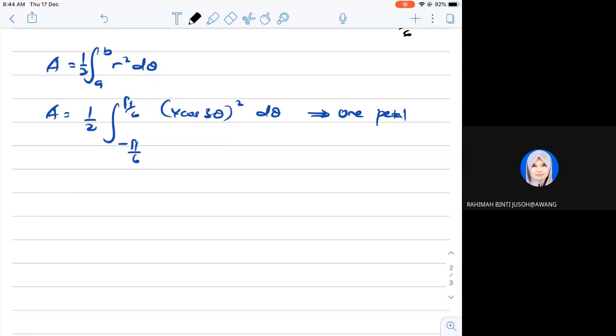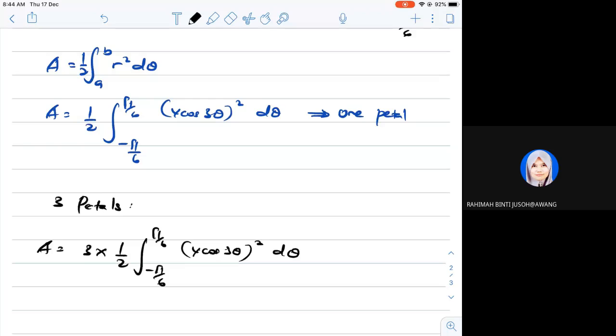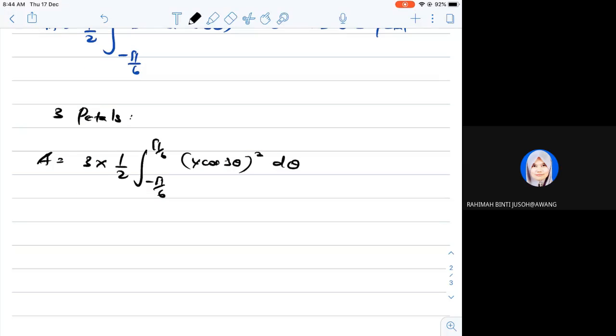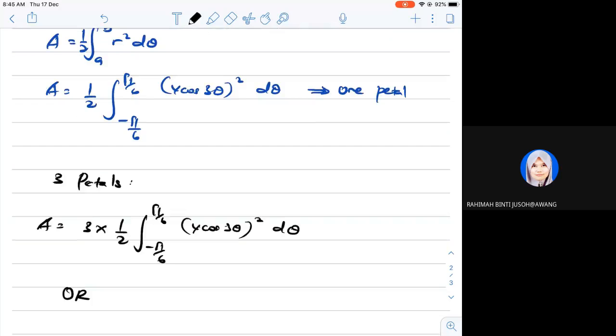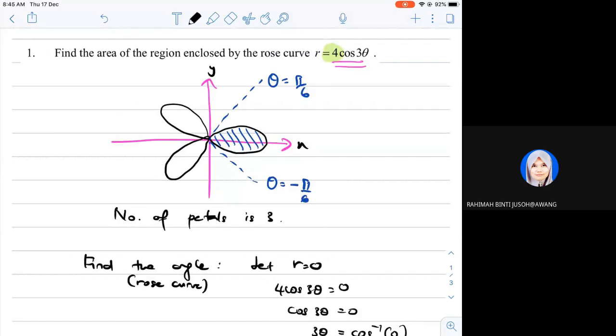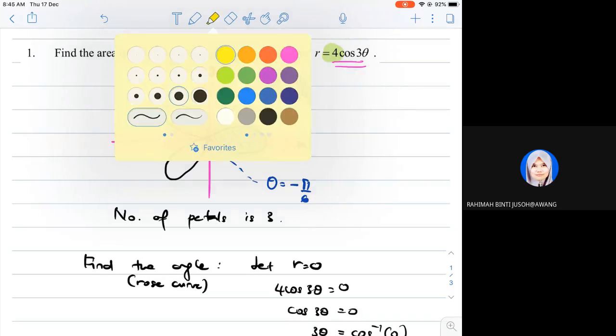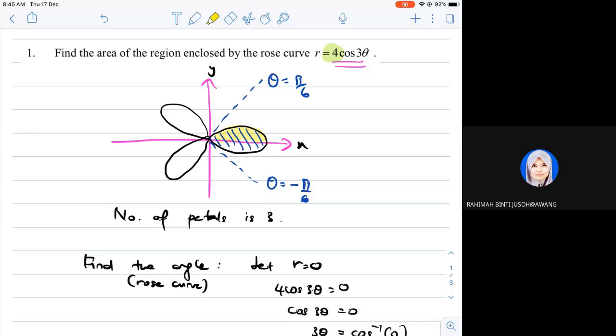Okay, so for 3 petals, the area equals 3 times 1 over 2, integral from negative pi over 6 to pi over 6, of (4 cos 3 theta) squared d theta. However, guys, alternatively, let's say we consider only half of the petal. For example, let's say I just consider this half. So I will consider the angle starting from 0.